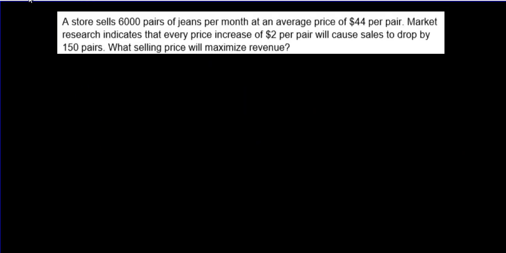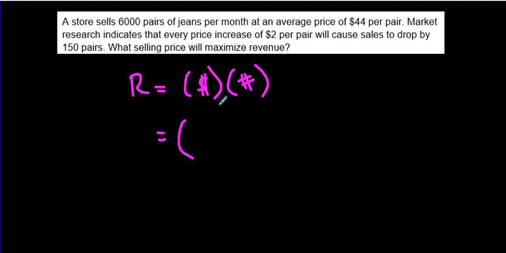Okay, let's do the next question. A store sells 6,000 pairs of jeans per month. That's a lot of jeans. At an average price of $44 per pair. Market research indicates that for every price increase of $2 per pair, this will cause the sales to drop by 150 pairs. Okay, it's the same kind of question as before, people. Revenue is the price you charge times how many you sell. Okay, so the price is $44 per pair.